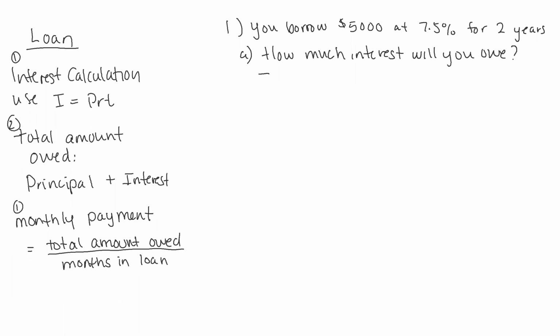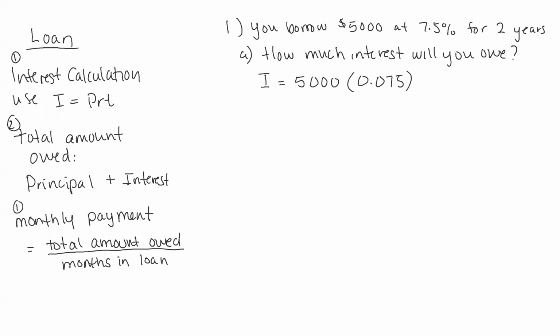Okay, so we're going to use interest equals the principal, which is the amount you're borrowing, that's the 5,000, times the interest rate. And remember, the interest rate has to be written in decimal format. So what would I do to 7.5% to turn it into a decimal? Well, I would move my decimal to the left twice. So 7.5% is the same as 0.075.